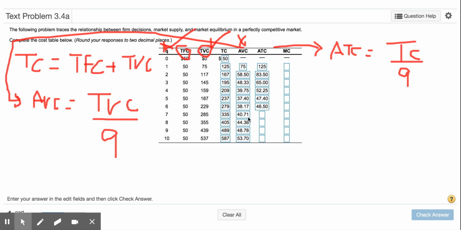335 divided by 7, so I got here 47.86, 50.63, 54.33, 58.7.